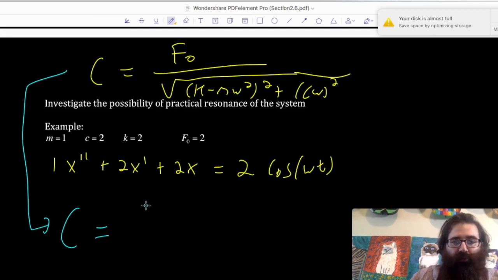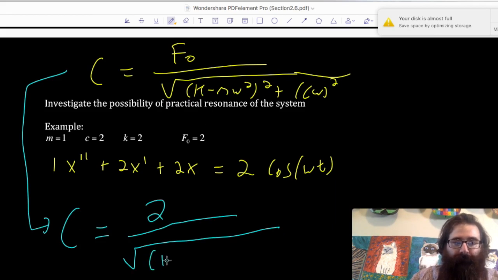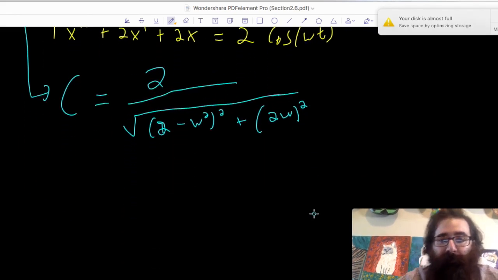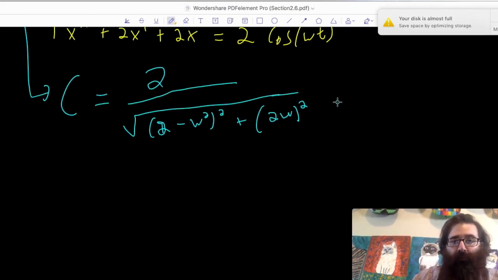F sub 0 is 2 divided by square root of k is 1. Oh, sorry, k is 2. K is 2 minus m is 1 times omega squared plus c is 2 omega quantity squared. So I can build this right away. I don't have to build A, I don't have to build B, since I went through all of this work.